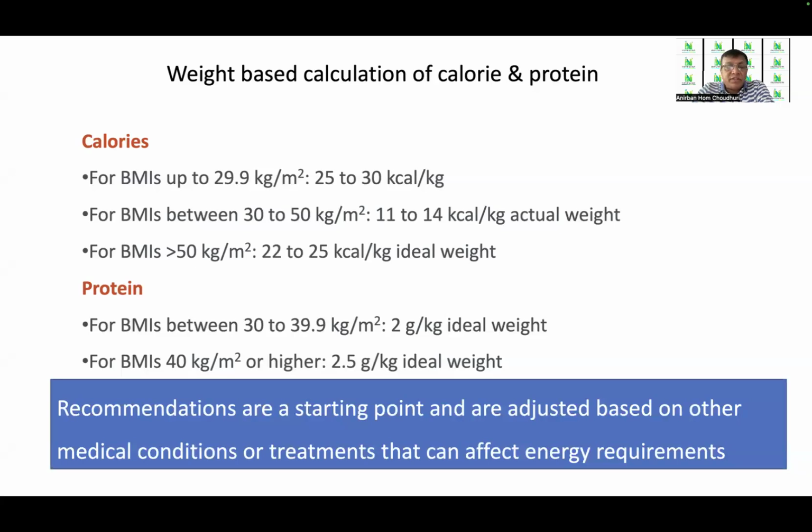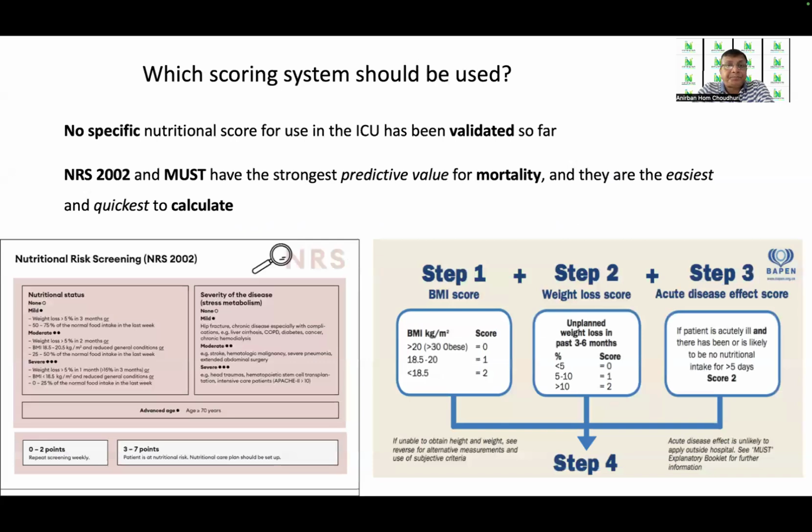So always we have to see that recommendations are the starting point, and these recommendations should be adjusted based on other medical conditions or treatments that can affect the energy requirement. And most importantly, if the patient has comorbidities in the form of renal failure, where a lot of protein gets eliminated from the body, or liver disease, where protein synthesis itself is reduced, and so forth. So recommendations are only the starting point and require modification with time.